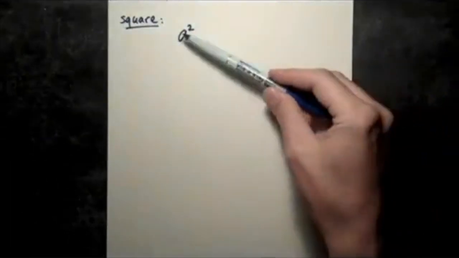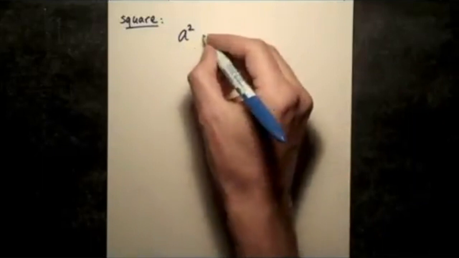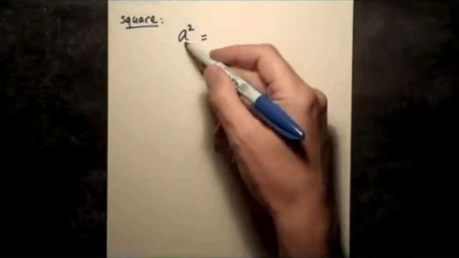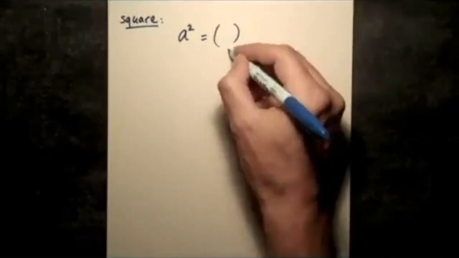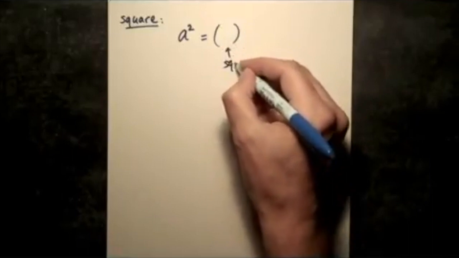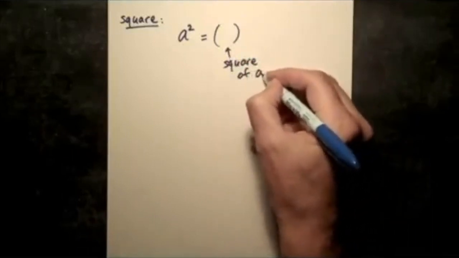We know when we square a number, we multiply that number by itself. So in this case, a times a would be the base, 2 would be the exponent, and the number we get from that number would be the square of a, or a squared.